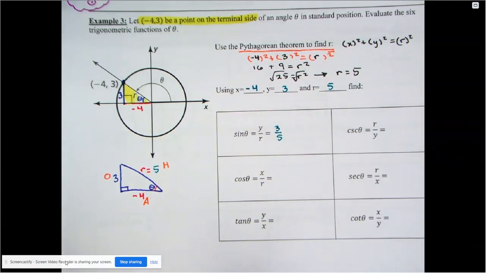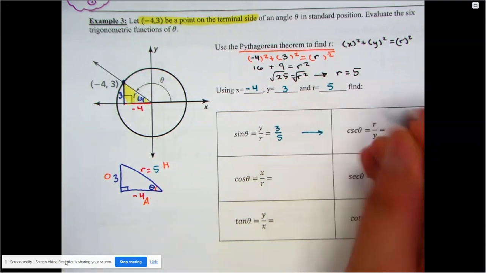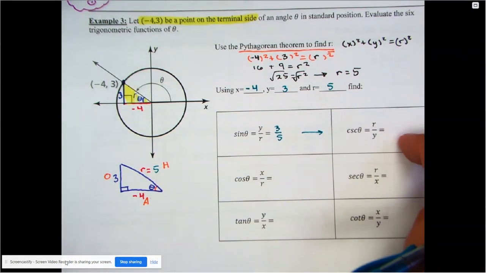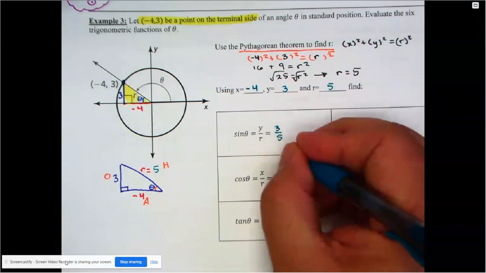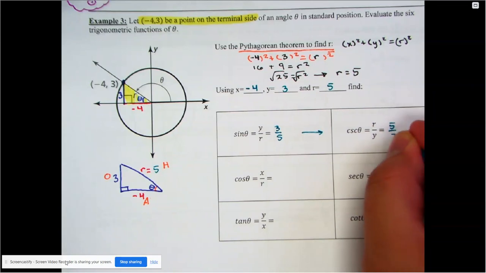Done. And remember, don't hesitate. As soon as you found sine, go and find that cousin of it. And if it's 3 over 5, then we know this one is 5 over 3.